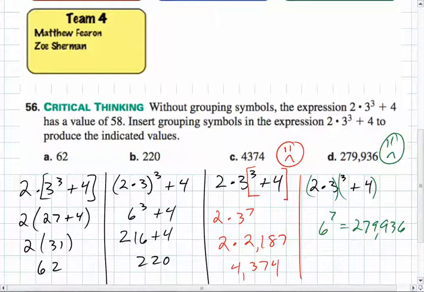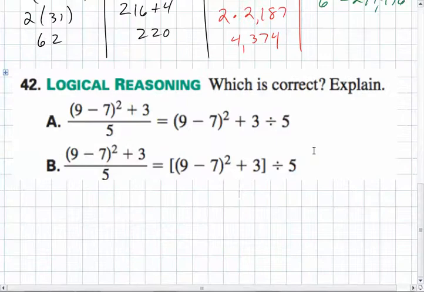What I saw immediately is, yeah, you could do what you said, which is actually do them out. This is the same on this side, right? So what's 9 minus 7? 2 squared is 4, plus 3 is 7. So this answer is 7 over 5. So you could do each of these out.